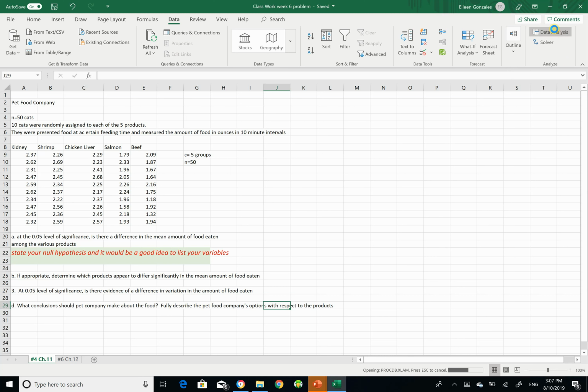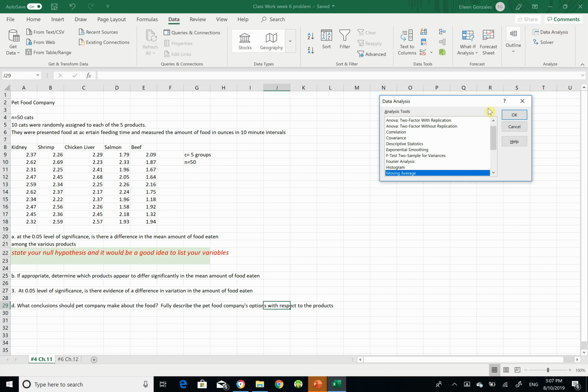So we're going to do the data analysis. We're going to find the ANOVA single factor. That is because all we're factoring in is the amount of food eaten, the feeding time, and the measured amount of food in ounces in 10-minute intervals.